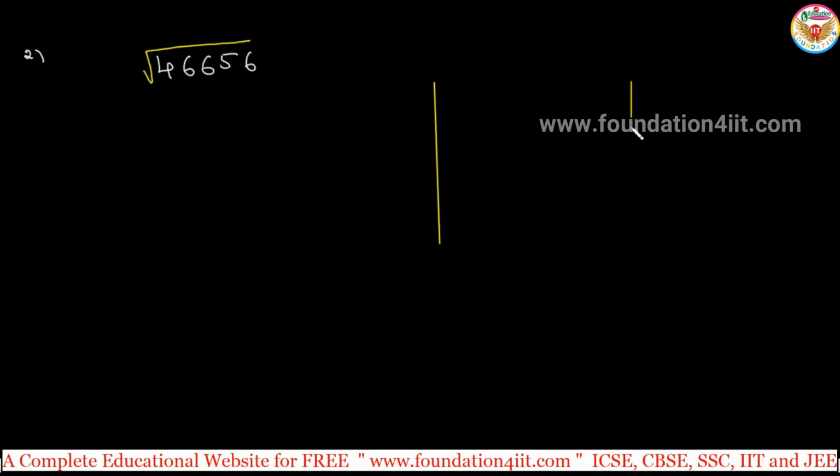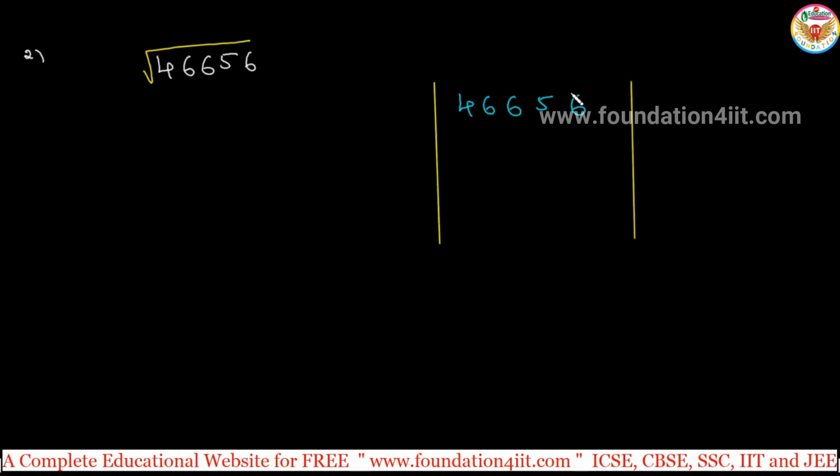46,656. Okay, we need to find out the square root of this. So as per the rough work, we need to take this number pairwise. That means 4 66 56. From the right side we need to mark 2 2. 56 from the right side always, meaning units and tens is one set. Next is this pair. 4 is alone, a single digit, so keep it. So 4 is one set, 66 is one pair, and 56 is one set.